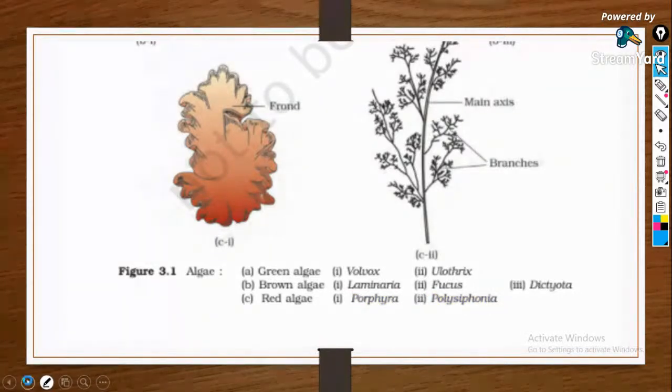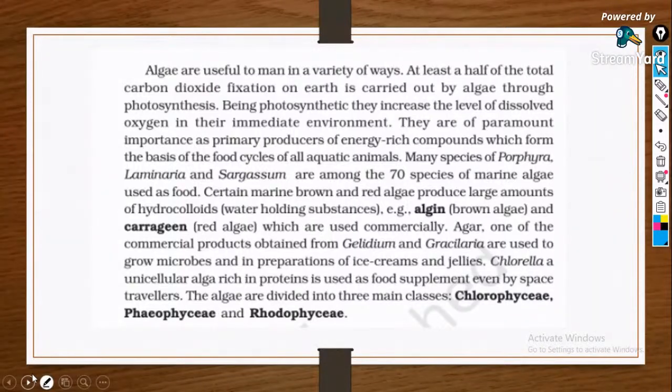Algae are useful to man in a variety of ways. At least half of the total carbon dioxide fixation on Earth is carried out by algae through photosynthesis. Mark that point. Being photosynthetic, they increase the level of oxygen in the immediate environment. They are of paramount importance as primary producers of energy rich compounds, which form the base of all the food cycles of aquatic animals.